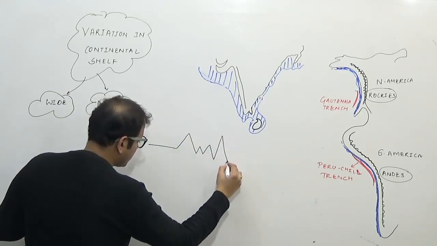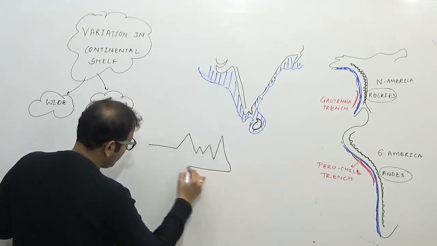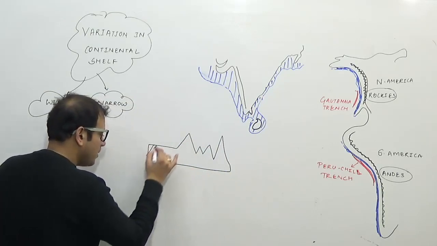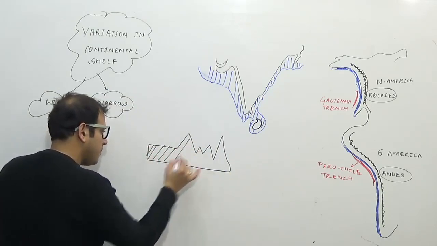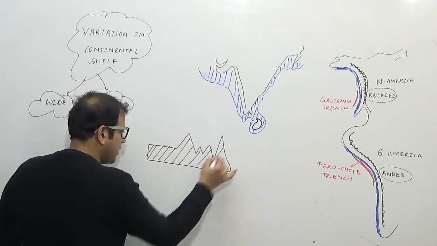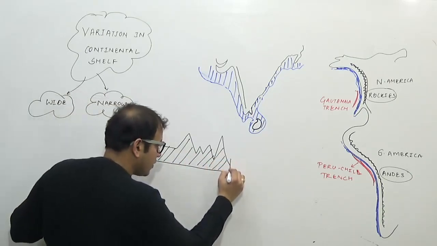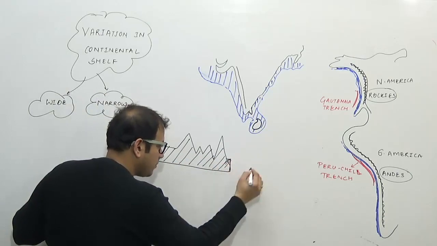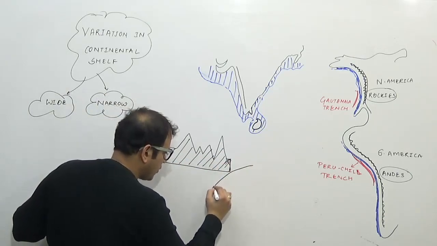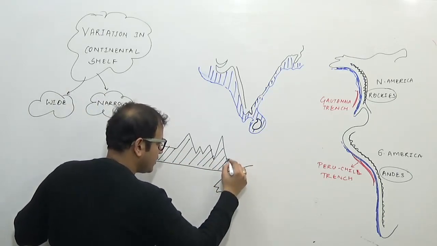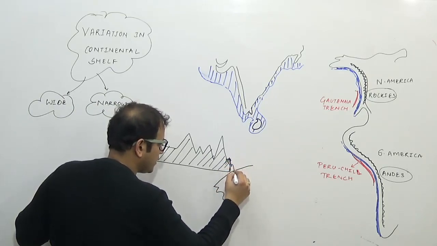So there is one plate, the continental plate, which is folded. Some parts of the continental plate and some parts of the oceanic plate are folded. The continental plate goes upwards or rises upwards, while the oceanic plate goes below the continental plate. And there is a tremendous amount of folding in this region.